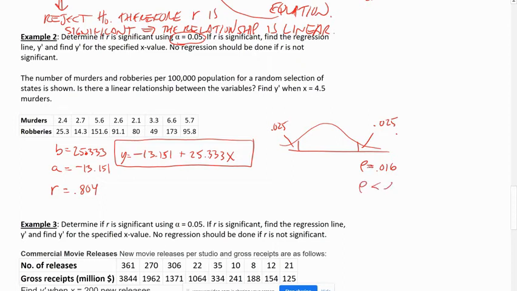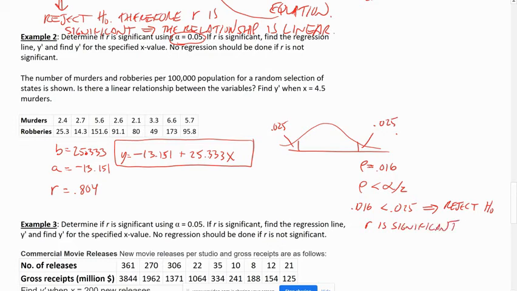If rho is less than alpha, then we will reject the null hypothesis. So in this case, 0.016 is less than 0.025. In this case, it's actually alpha over 2. Alpha is 0.05, but we're using alpha over 2. So since rho is less than that, which it is in this case, we're going to reject the null hypothesis, and so R is significant.